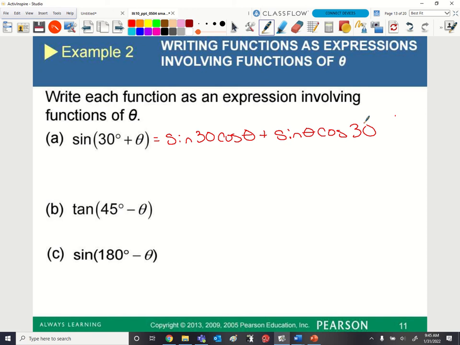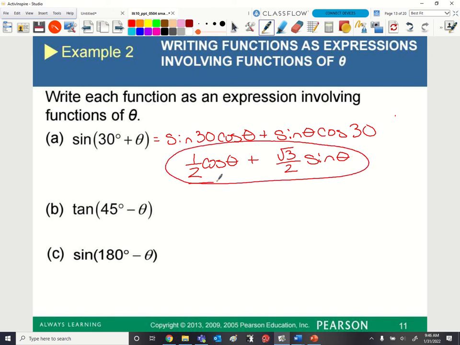So sine 30, sine is the y value at 30 degrees, which gives me 1/2. So it's 1/2 cosine of theta plus, now cosine at 30 is going to be root 3 over 2 times the sine of theta. And that's it. I'm done. Wait, hold on. Okay, now I'm done.